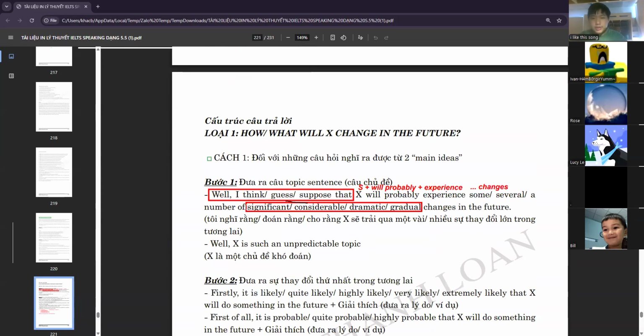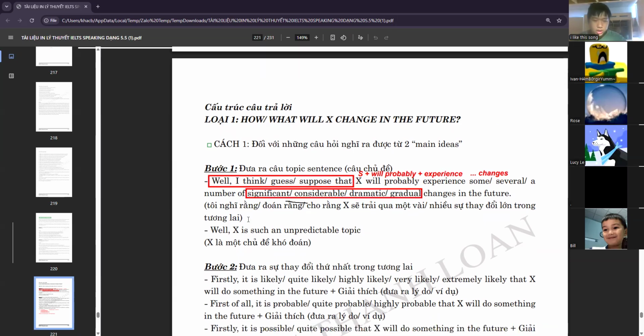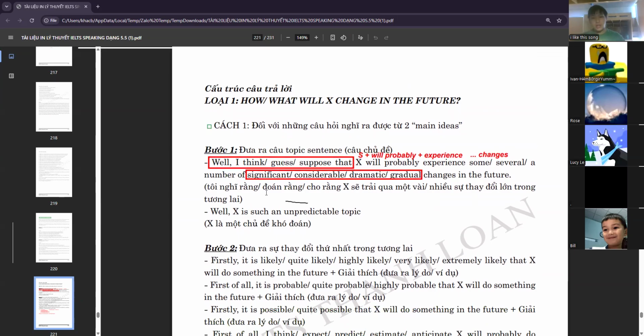Now, how would you answer "how/what will X change in the future?" First of all, you would say that there will be several changes in the future, or that it's pretty unpredictable, because there are some things that you yourself probably don't know. So you could say it's unpredictable for you, or it's just really unstable.